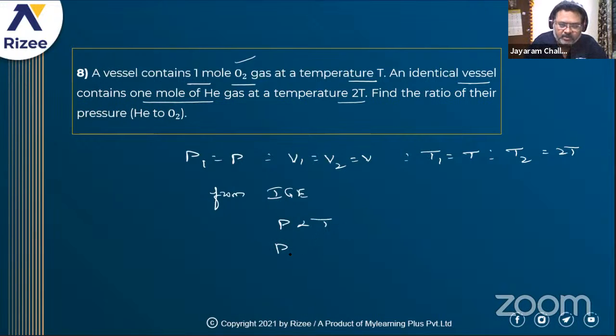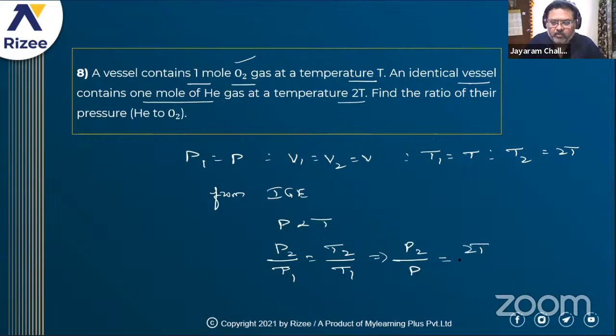So we can go for P2 by P1 is equal to temperature T2 by T1. So from this one, P2 by initial pressure P is equal to the temperature 2T by T. So this can be removed. So P2 is equal to 2 times the initial pressure. Or if we are asking the ratio, that is P2 by P is equal to 2. So that should be your answer.